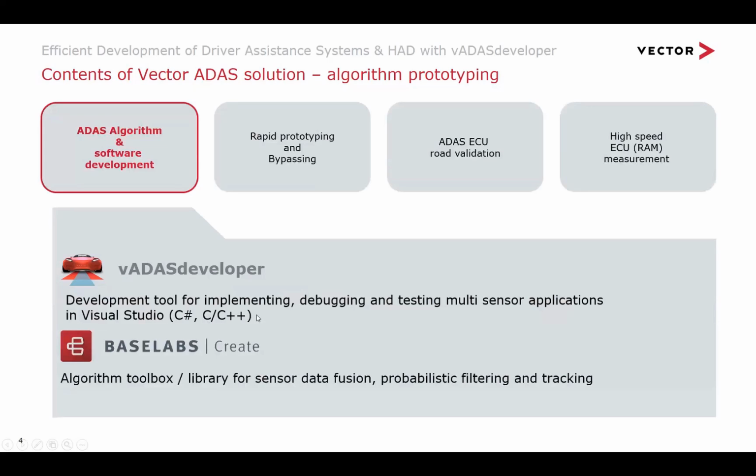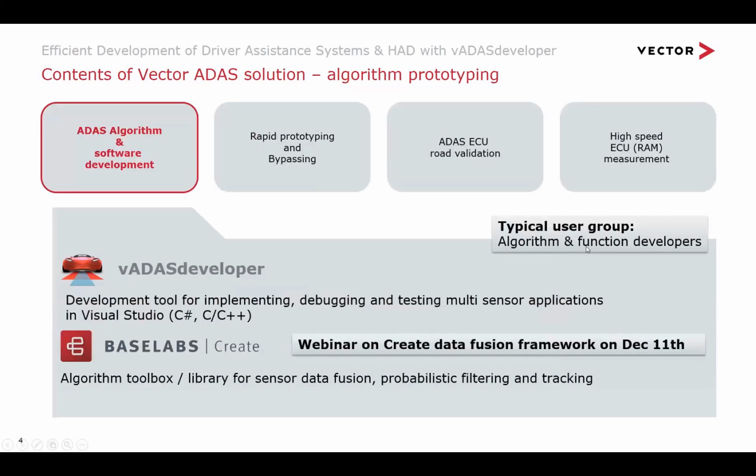Especially if you're looking into data fusion, there is a product from our partner company Base Labs. It's called Create. So that is an algorithm toolbox, a library for sensor data fusion, probabilistic filtering, and tracking. And both of those products, the typical user group is algorithm and function and fusion developers. And especially for the last one, we will have a webinar on Create in a week from now, December 11th. You can also register on Vector's website for that. Okay, so today we're going to focus now on vADASdeveloper.